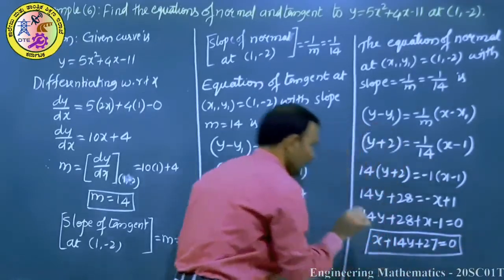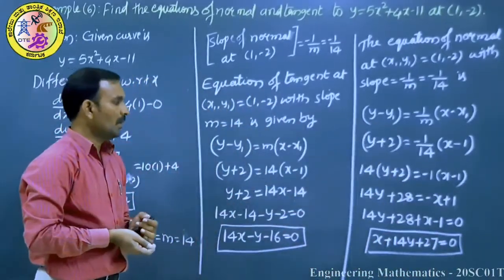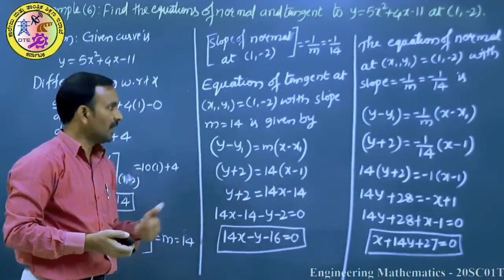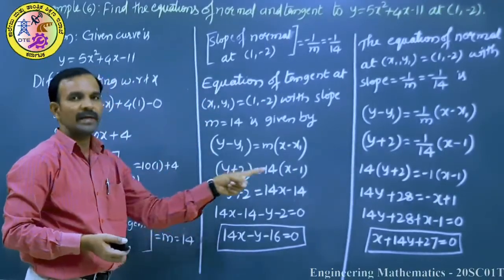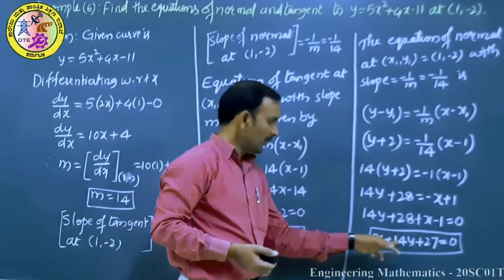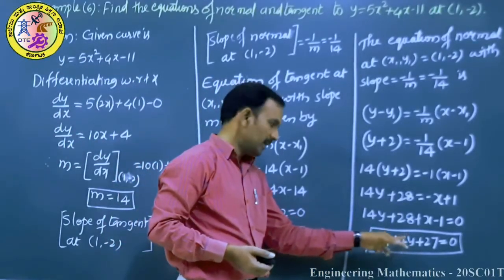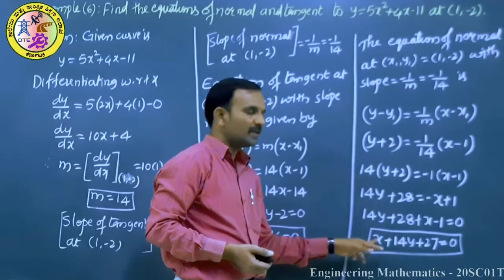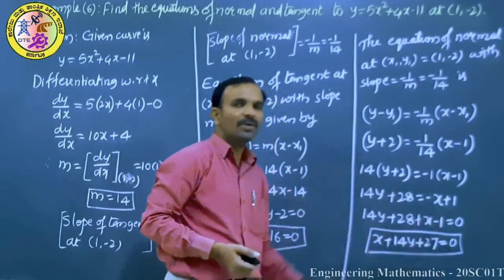Now to check whether it is correct, substitute the value and we will get LHS equal to RHS. The point is 1 comma minus 2. The x value is 1, 14 into minus 2 is minus 28, minus 28 plus 1 plus 27 equal to 0.